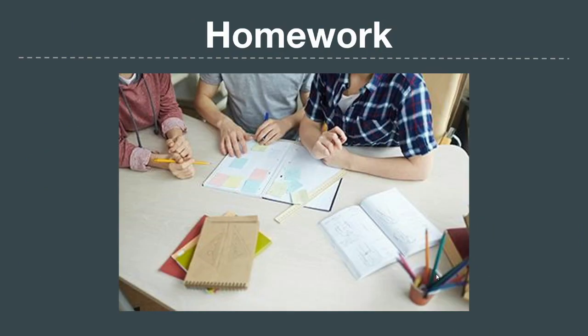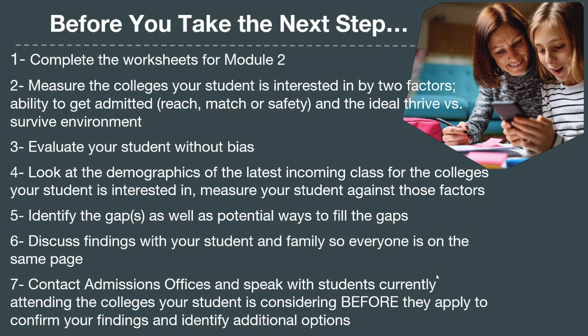So we have some homework. It may feel like there's a lot to do, but we're going to break down 2 things before we go into the worksheets and a couple of other things for you. First off, relative to the worksheets, please print them out if you haven't already and start going through them and identifying the academic criteria that is most important for your student to be successful.